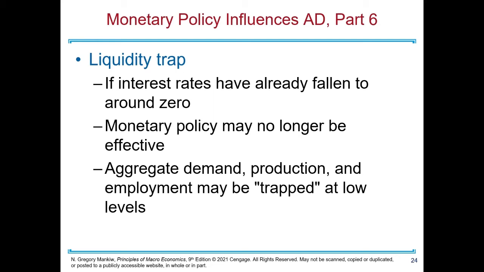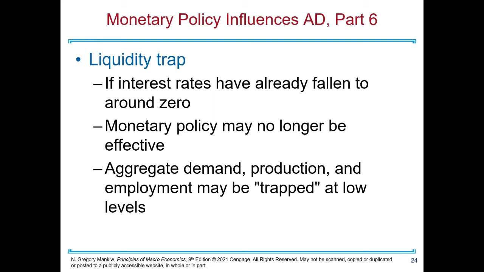It ties the hands of the Fed, and economists are going to call this the liquidity trap. If interest rates are around zero, then monetary policy may no longer be effective. They can't do anything to stimulate the economy and maybe get it back on its feet. So if the nominal interest rate falls to zero, then people won't loan out money because they're not gaining anything, right? They're just going to hold on to their money.